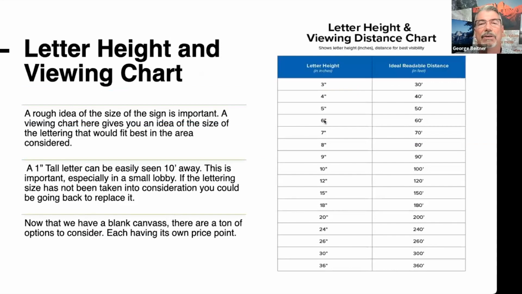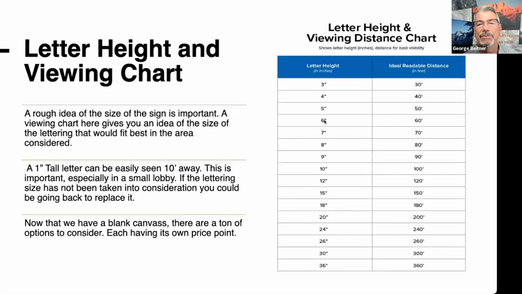A viewing chart here gives you an idea of the size of lettering that would fit best in the area considered. So a 1 inch tall letter can easily be seen 10 feet away. This is important, especially in a small lobby. If the lettering size has not been taken into consideration, you can be going back to replace it. By the way, we use this chart for exterior signs, especially with banners, since clients want letters to be huge.